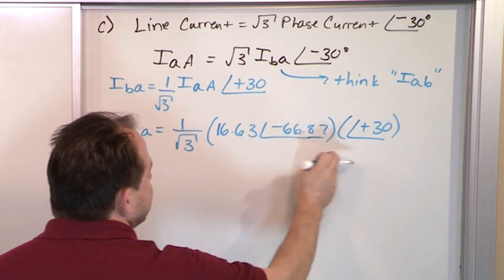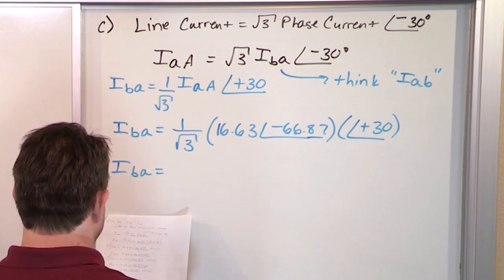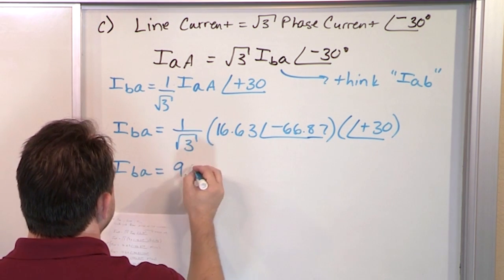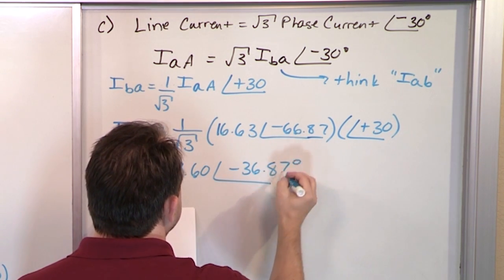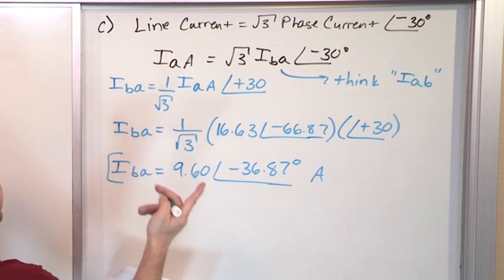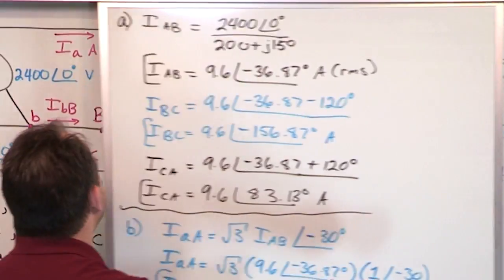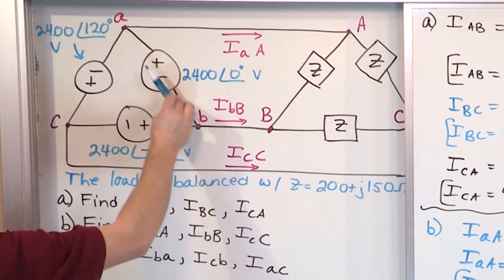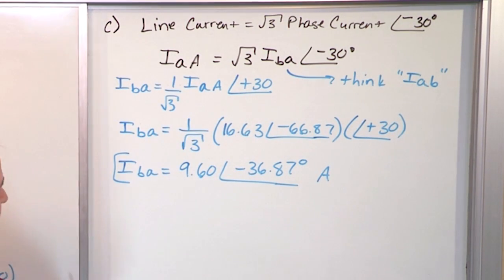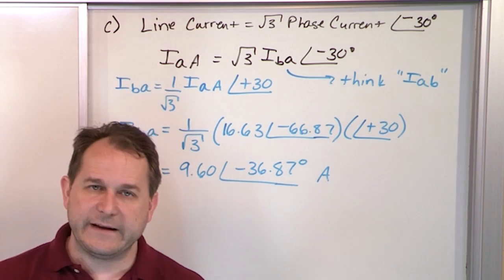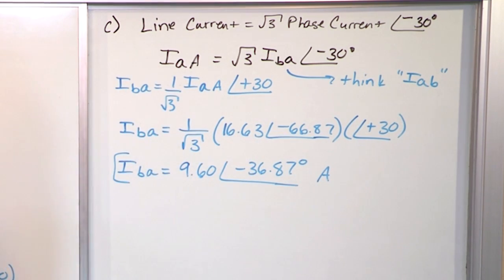Okay, now we can do all the math. You multiply these and you add these together. So IBA is going to be 9.60 at an angle of negative 36.87 degrees. And that's amps. That's the A phase current for the generator side. So this IBA here, this is the current coming out of the source right here, in that leg of that triangle. Just like always, the phase sequence is a positive phase sequence, so we know how to add and subtract 120 appropriately to get the other phases. None of that has changed.